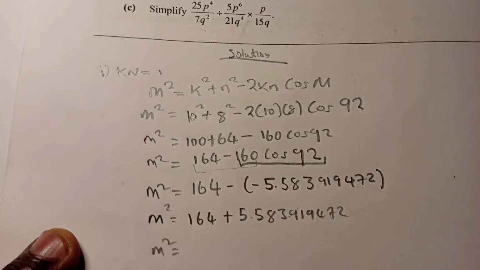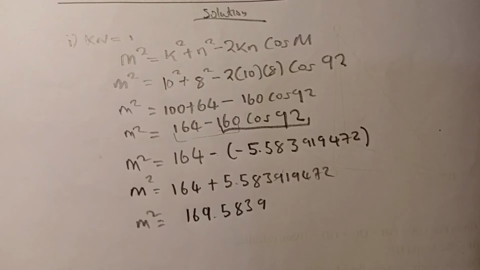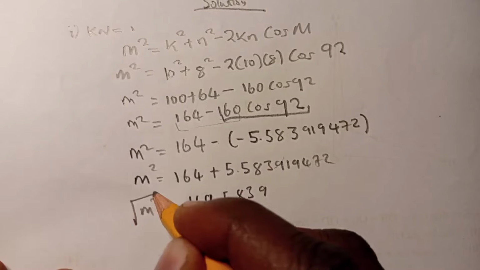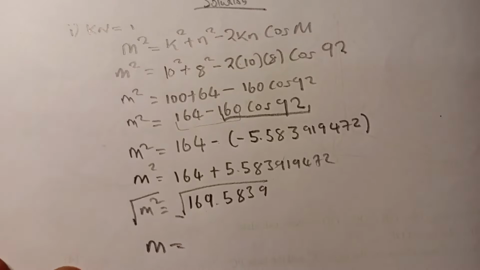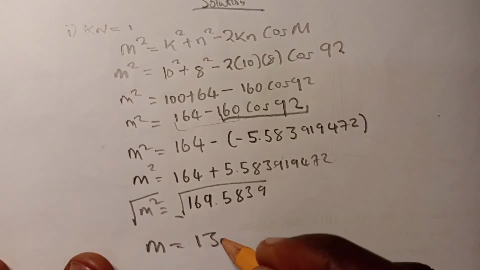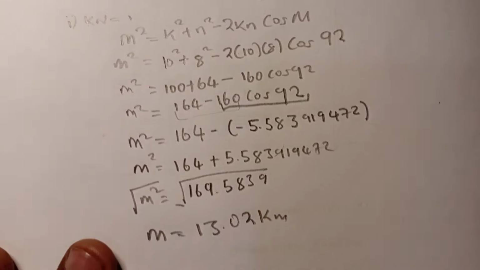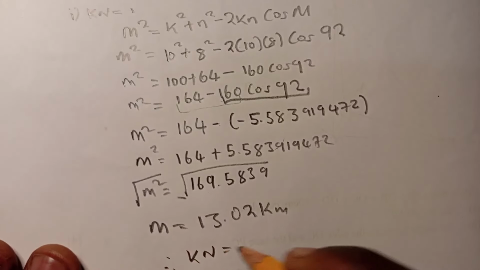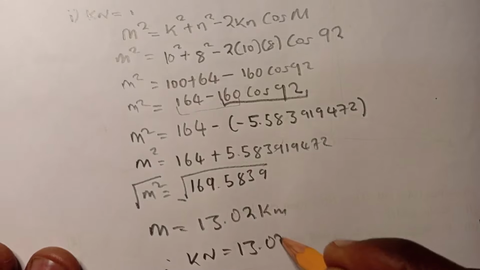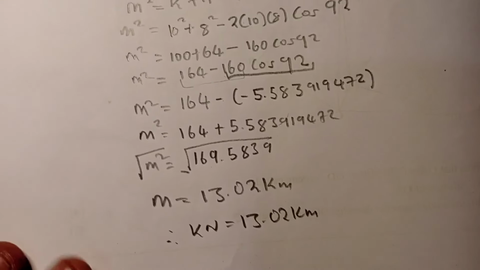So m squared will be equal to, what's the sum for that? We get 169.5839. Then lastly, you just square root this. M will be 13.02. This is in what? In kilometers. You say therefore kn is equal to 13.02 kilometers.